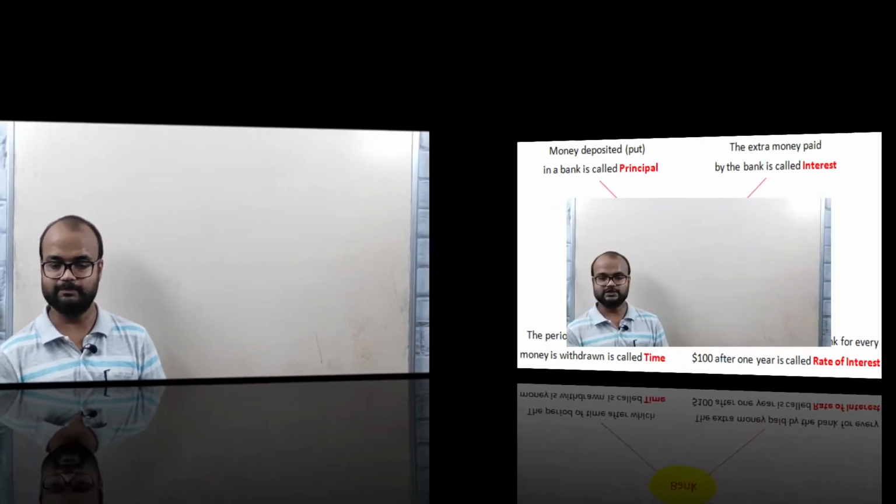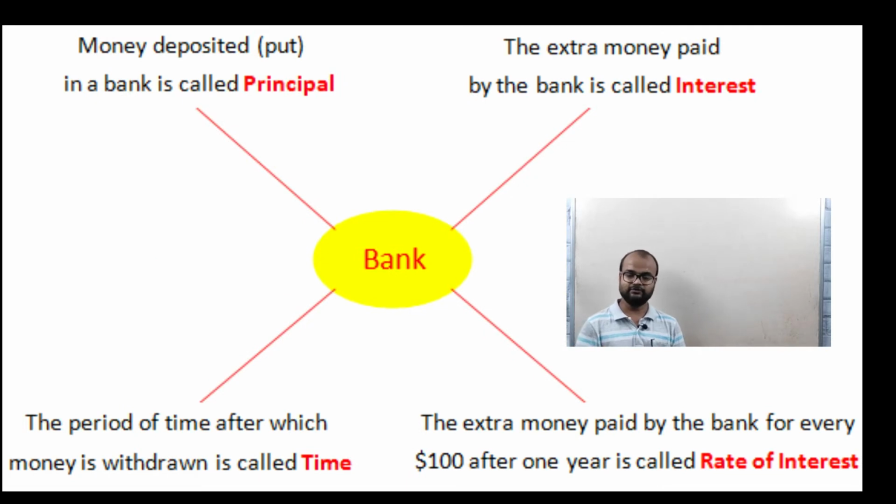So we come across four terms. One is called the principal, another is called rate, the third is called time, and the fourth is called the amount.